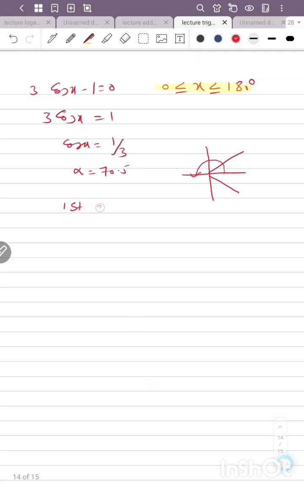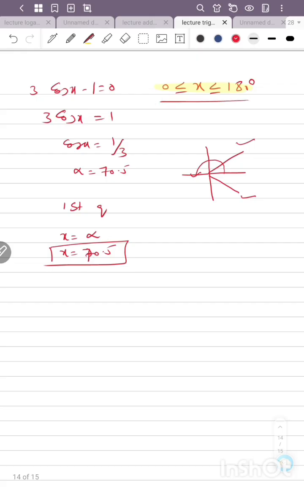So in the first quadrant it will be x equal to alpha, x equal to 70.5. This is our required answer. We know that cos is positive in the first quadrant and fourth quadrant. But we utilized only the first quadrant because of this interval.